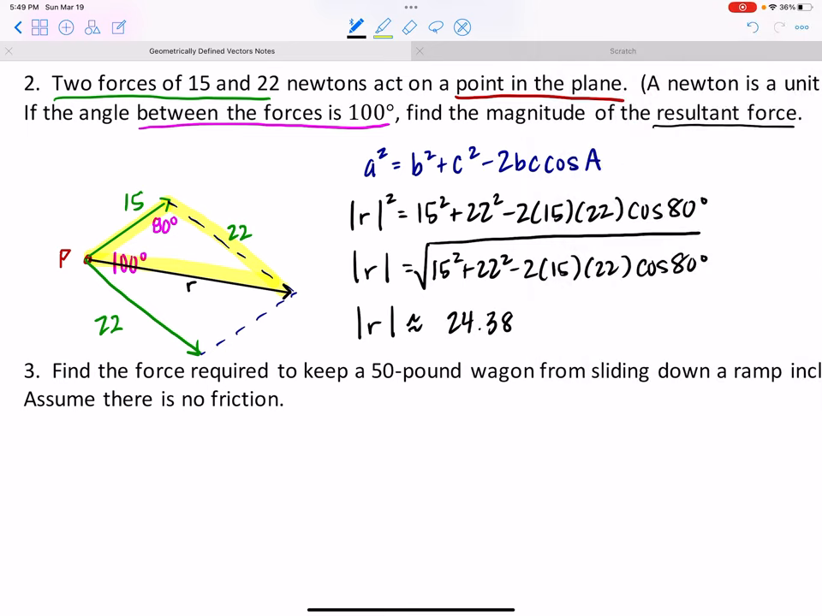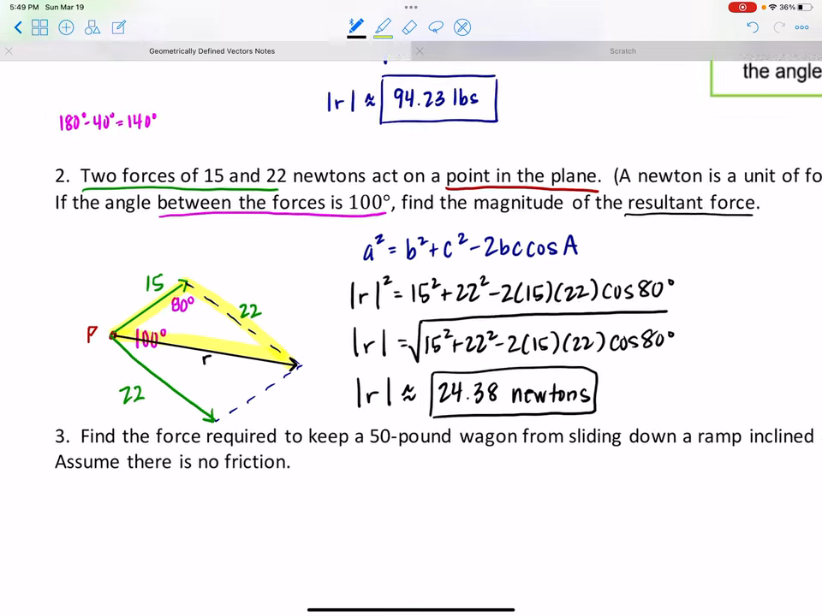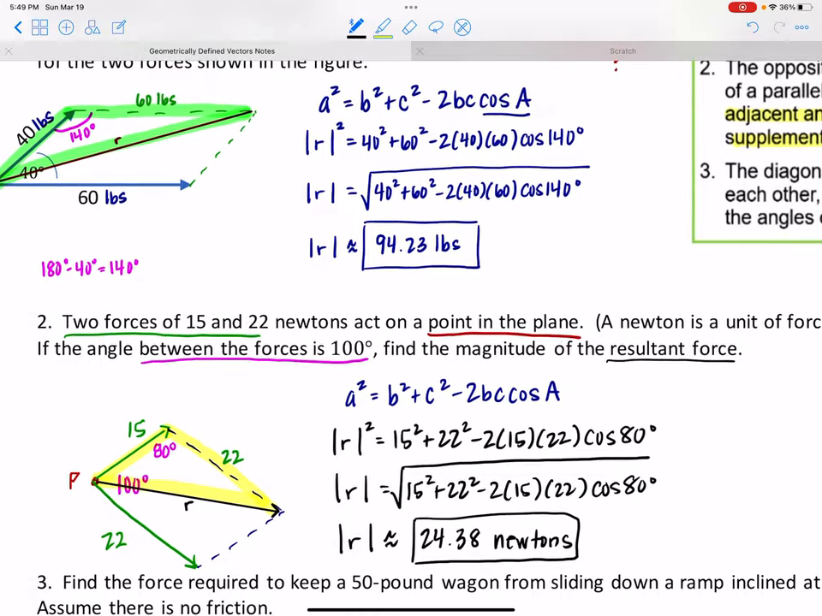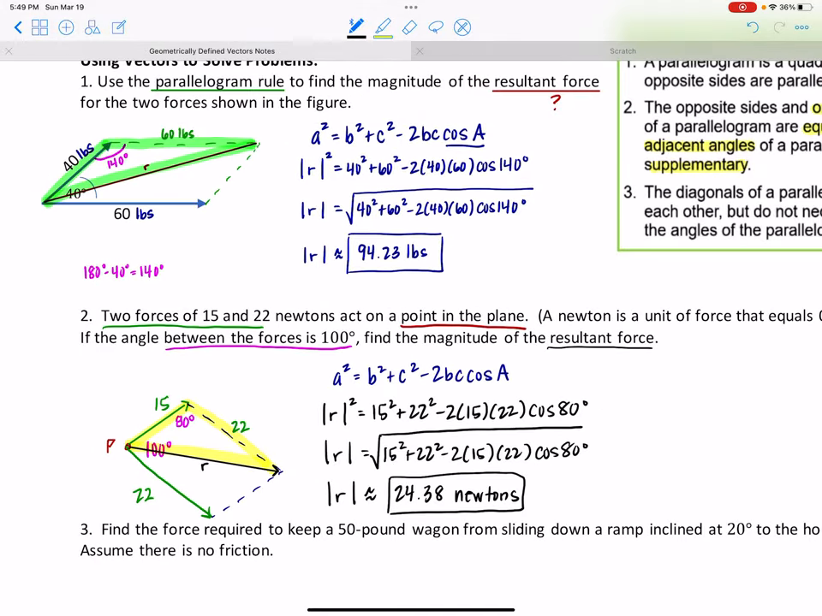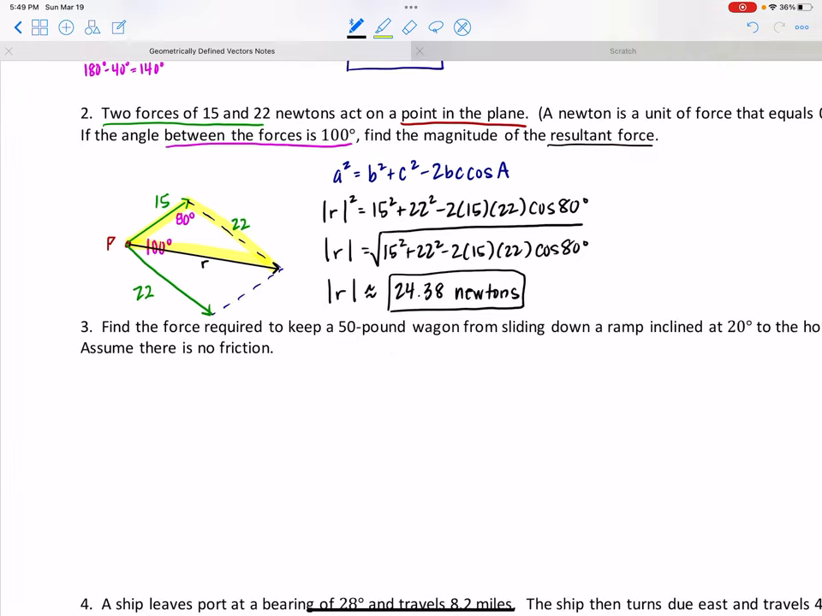In this case, the 15, the 22, and the r have to be in the same unit, so that's going to be about 24.38 newtons of force. And again, those newtons are just fractions of pounds. Okay? So not too terrible. Hopefully, again, just understanding the lingo, being able to draw the picture, and then use law of cosines, which we've already been using to solve.